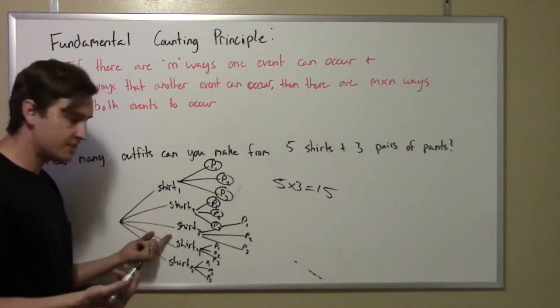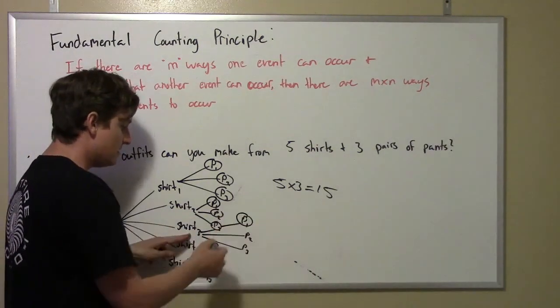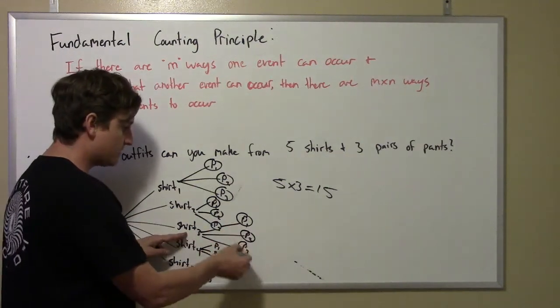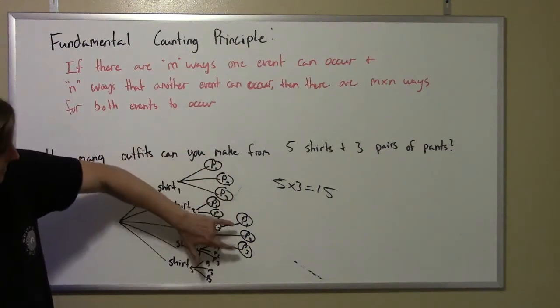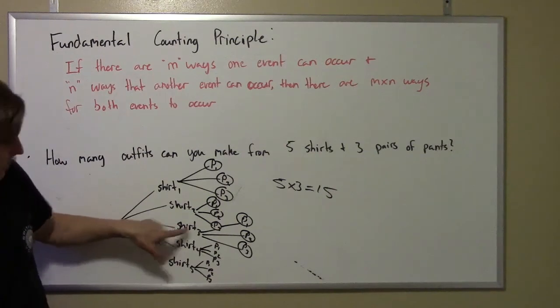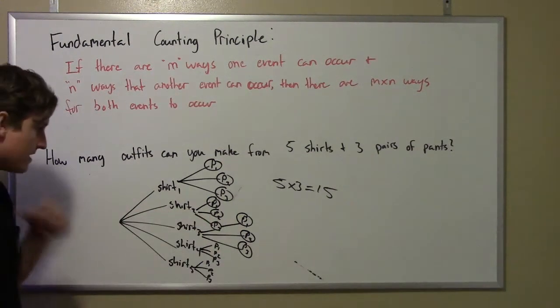There's also 3 options if I choose shirt 3. I can choose this outfit where I have shirt 3 and pants 1, or I could do shirt 3 and pants 2, or I could do shirt 3 and pants 3. And these are different outfits than these ones because they don't just represent pants 1, it represents pants also coming off of the shirt 3 branch, which means this is shirt 3, pants 1.